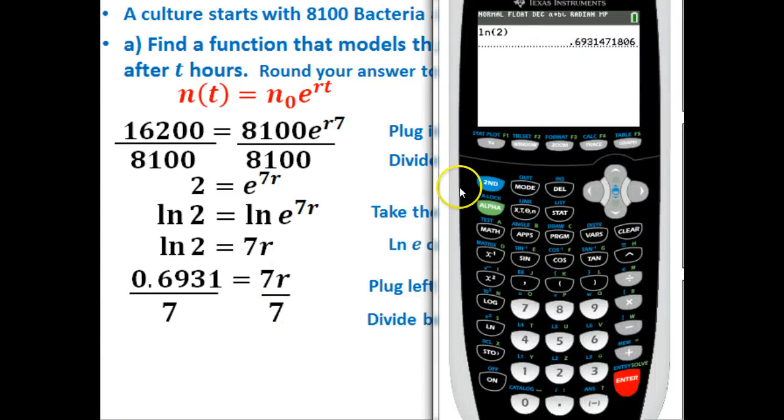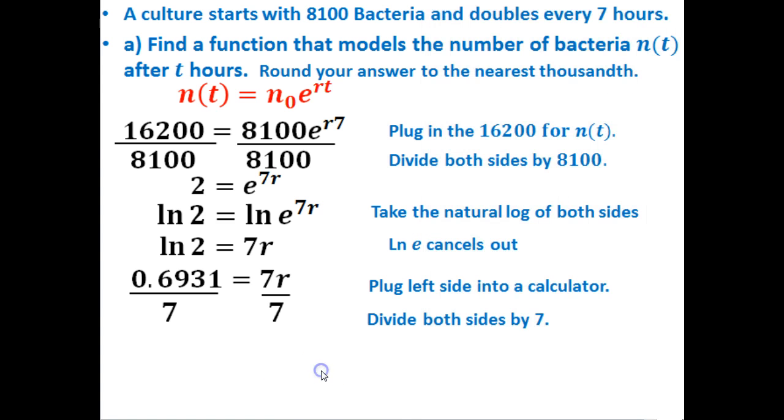If you look back at your calculator, I already have this answer in here, this 0.6931. All I need to do is go divided by 7. You'll notice it says Ans, which indicates it's your previous answer divided by 7. Just hit enter, and now it gives you a big long decimal there as well. That's your rate. So my rate is 0.099 on down the line.